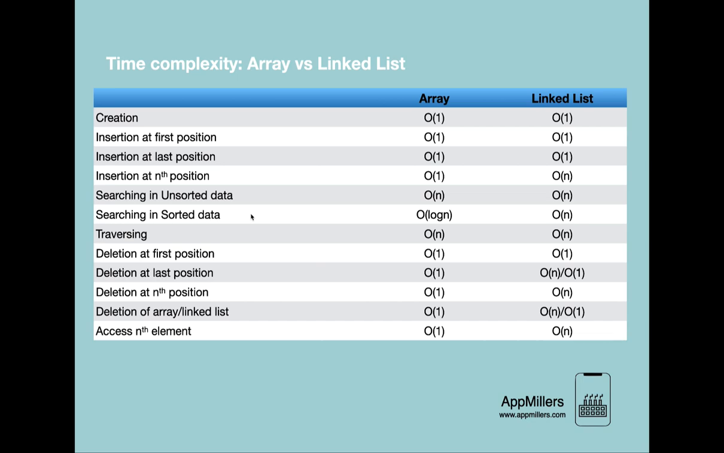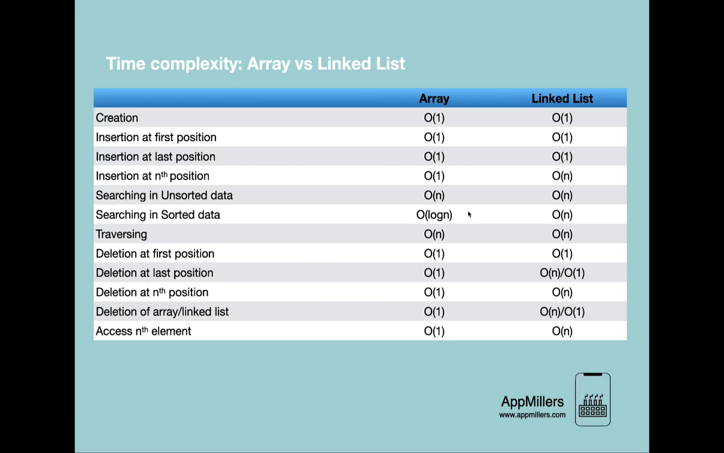But if we are searching for an element in sorted data, in case of an array it is O(log n), because here we can use binary search algorithm. So the logic behind the binary search algorithm will be explained in the upcoming lectures. So here I'm not going into details, but here I just want to mention that it's applicable for sorted data, and if we use it in array, the time complexity for searching will be O(log n).